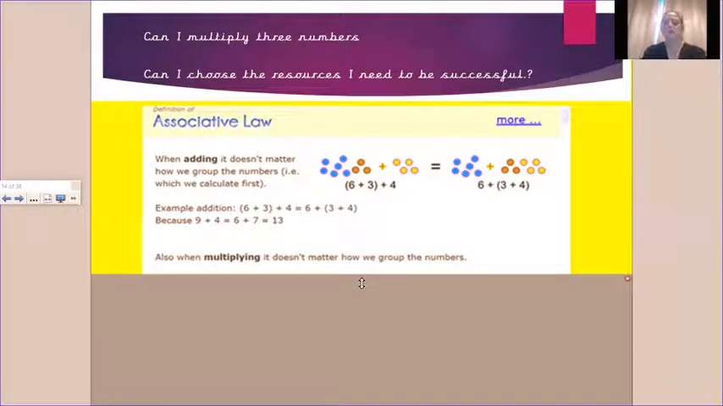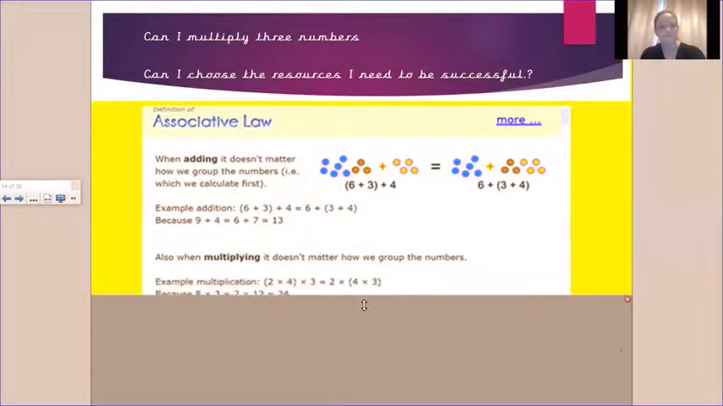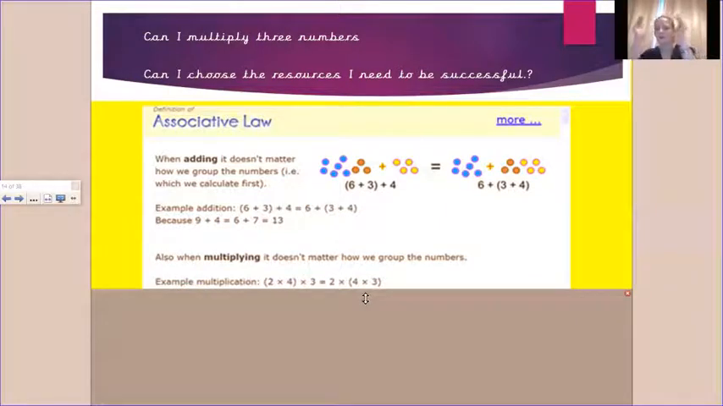So when multiplying, it doesn't matter how we group the numbers. And when I say group, I mean it doesn't matter what order I put those numbers in. So for example, and remember when we have brackets, it means that's what we do first. Okay, so that is the first part of the question that we do. So if I have 2 times 4 in my brackets and then times by 3, and it says it's equal to, so when we have the equal sign, the numbers on either side of the equal sign have to be the same because they are equal. Then I have 2 times, and then I've got 4 times 3. Okay, so let's work this out together.